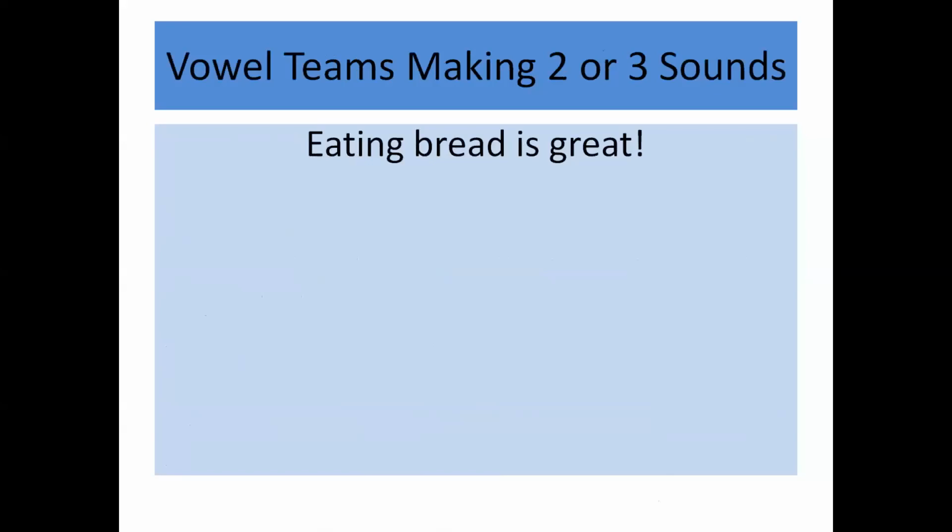Okay. So now we're going to look at those vowel teams that make 2 or 3 sounds. And this is, I think, sometimes, again, where we start to say, oh, English is just so crazy. It makes a whole bunch of different sounds. But let's take a look. So here's a phrase, eating bread is great. So if we look at, and each time there's this EA, EA, EA. Here it's making E, eating.